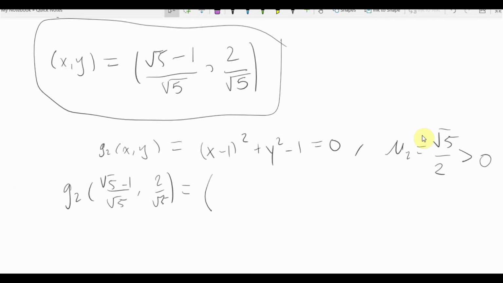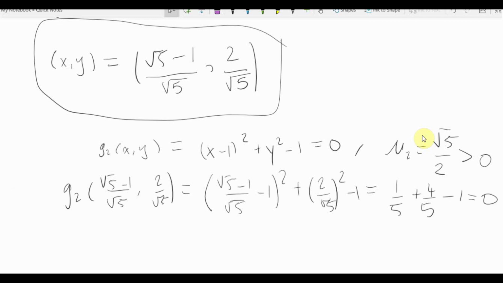If you do this math, you will get the following. That is root 5 minus 1 over root 5, subtract 1, whole thing squared, and then that squared. Hopefully you can see that this whole expression comes out to equal 0. And finally, the very last thing is to notice that mu2 itself is positive, and their product is precisely 0.